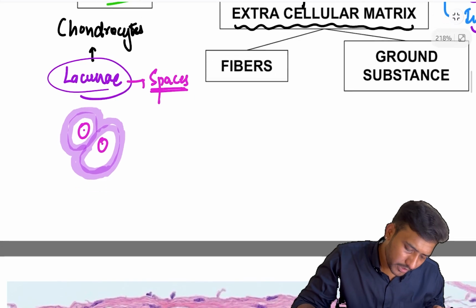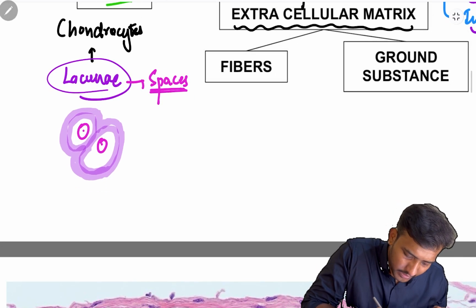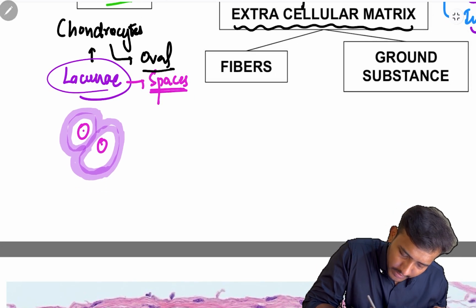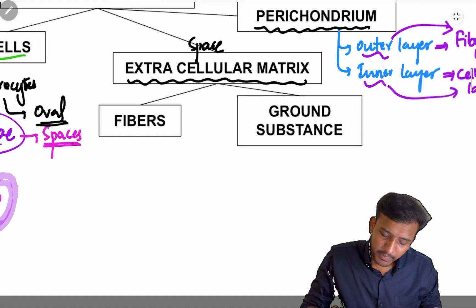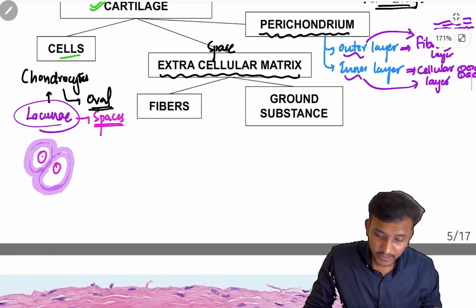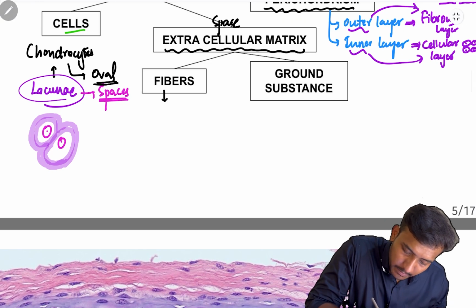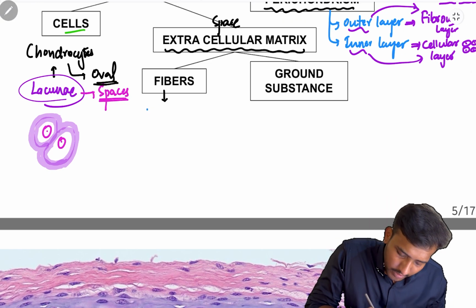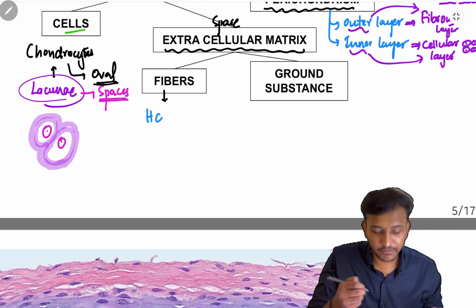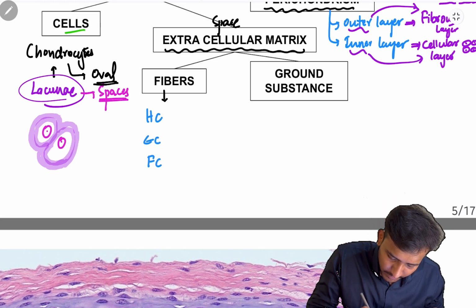Now, after that I just want to tell you that the chondrocytes will be oval in shape, right? And they are present in the lacunae. Apart from that, you need to be talking about what are the fibers that are present, guys. Please remember, the fibers that are present in your extracellular matrix depend upon the type of cartilage. Now, the fibers that are present in your hyaline cartilage are different from the elastic cartilage and the fibrous cartilage.